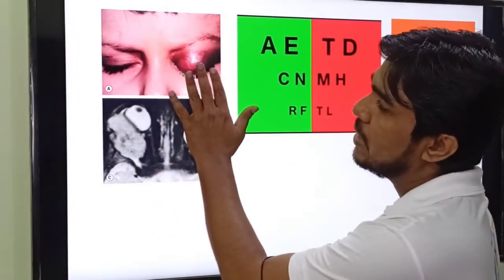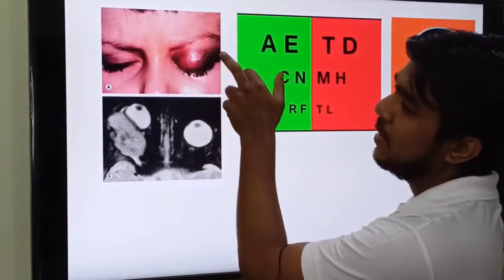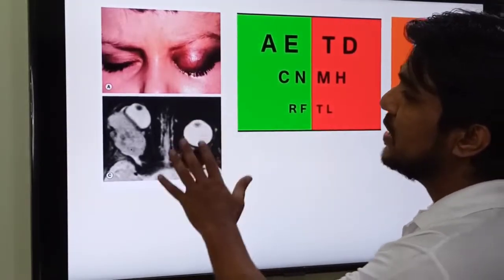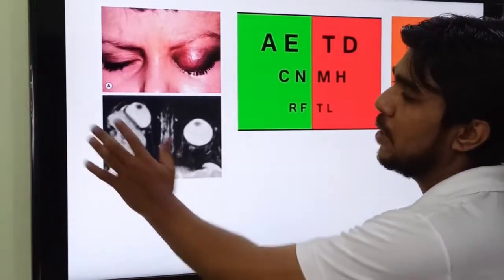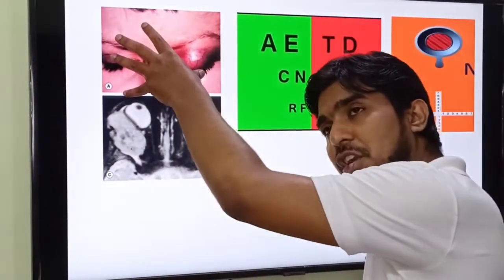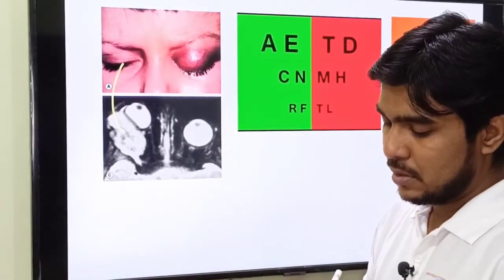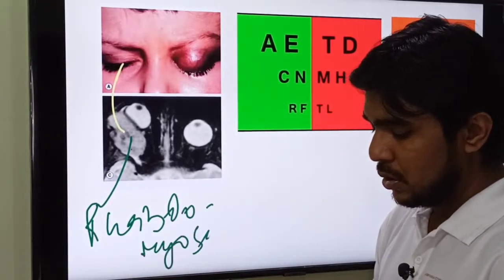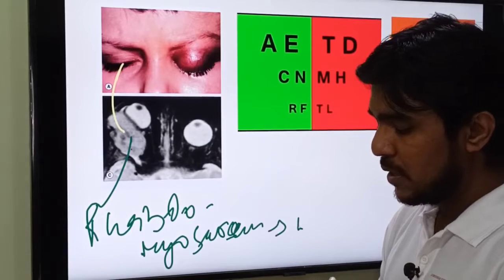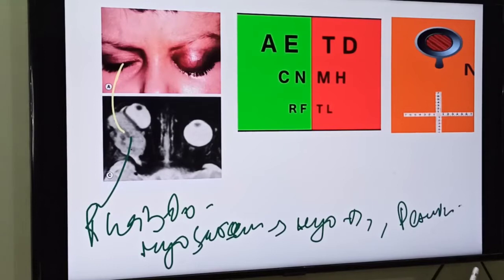A patient having this type of swelling or white mass protruding on the lateral side. CT scan is showing a diffuse homogeneous enhancing mass extending to the orbit. Suppose this is a patient of 6 or 7 years old. Then what should be the answer? Rhabdomyosarcoma. Remember that MyoD1 is positive, desmin is positive.